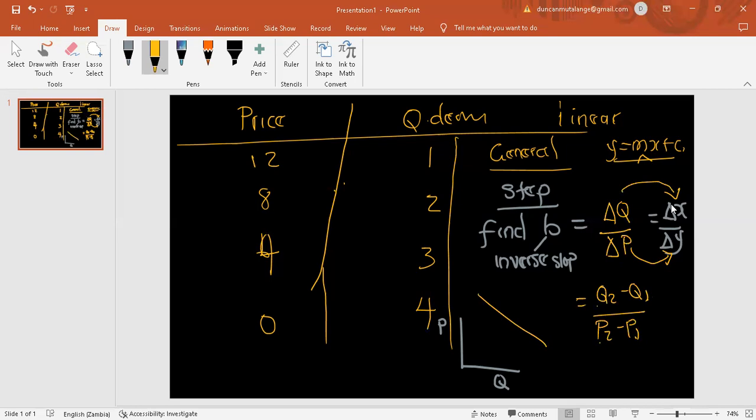So it means we can pick any two coordinates right here, and then we can replace them in here to find our B. So always remember step 1, you need to find this B, which is the inverse slope. By finding that, we need 2 points on the demand schedule. If this is a demand schedule, you can pick any and you're going to find the same answer.